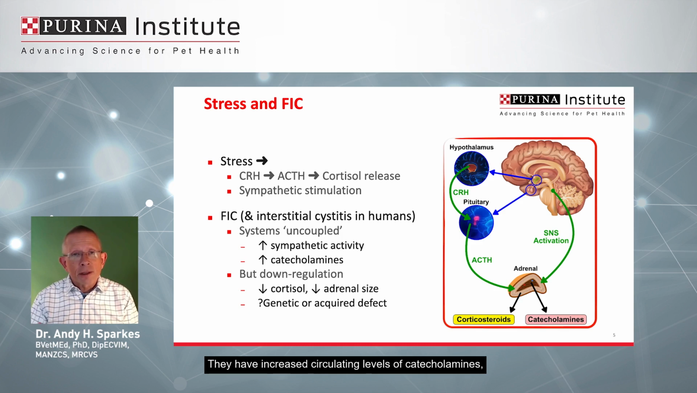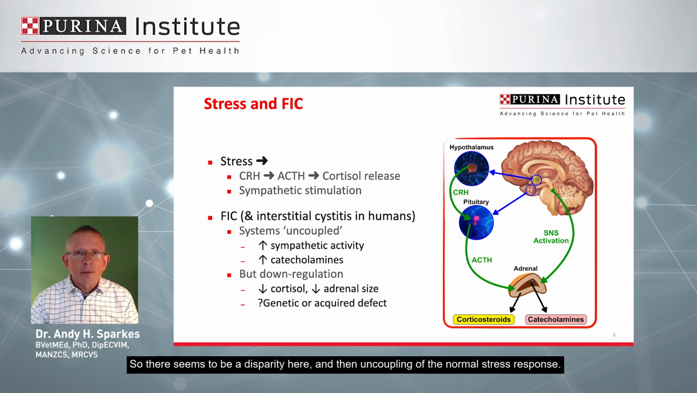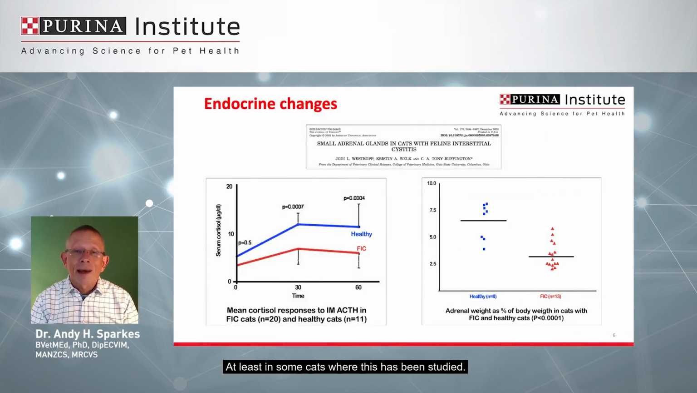They have increased circulating levels of catecholamines, but there's actually downregulation of cortisol responses, reduced adrenal sizes. So there seems to be a disparity here and an uncoupling of the normal stress response, at least in some cats where this has been studied.